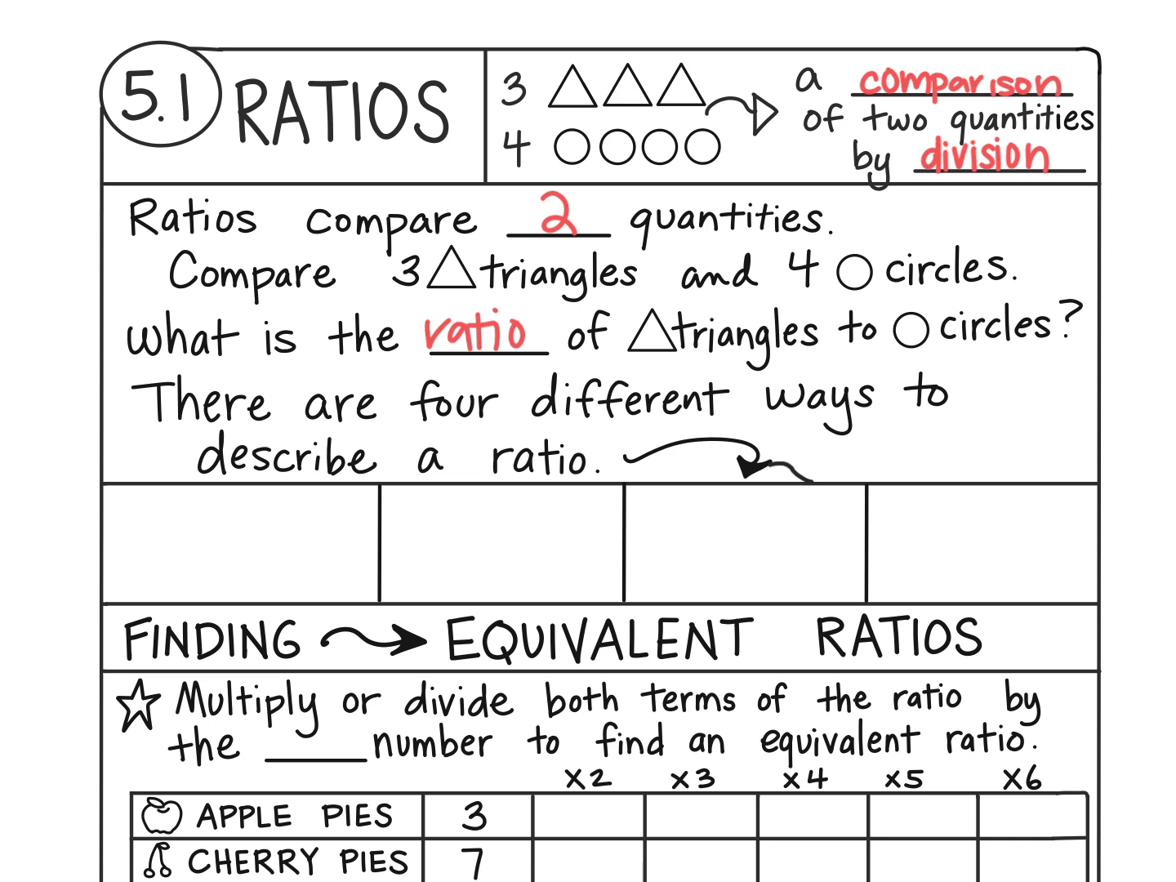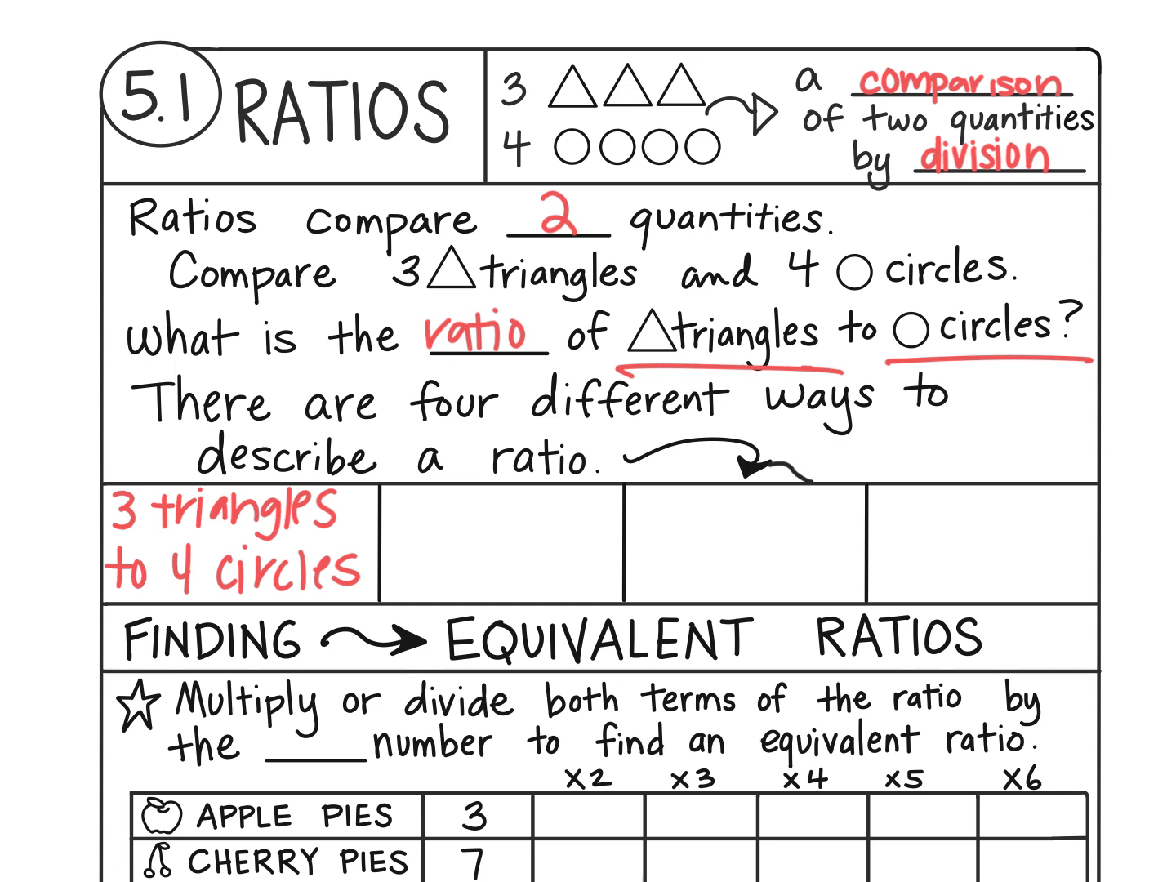Be very careful. Ratios have to be listed in a very specific order. If you tell me it's a 4 to 3 ratio, what I'm then comparing is circles to triangles. I want to compare triangles to circles. So 3 to 4. What I'm going to do is write 3 triangles to 4 circles. And I'm going to show you 3 ways that we can write a ratio.